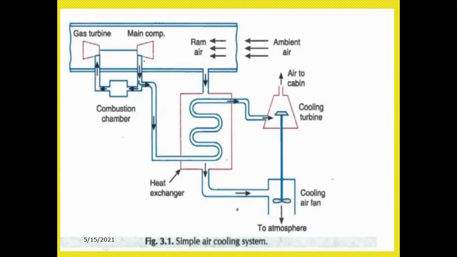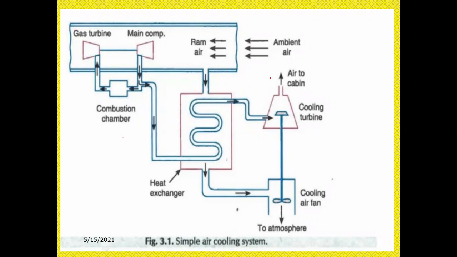It is passing to the main compressor and into the channels of the heat exchanger, and it is passing into the cooling turbine. From the cooling turbine, the balance air goes to the cabin, right? Again, the balance air is passing from this main compressor to the combustion chamber, then into the gas turbine, and into the main compressor, flowing in this manner through the heat exchanger. It is passing into the air cabin.